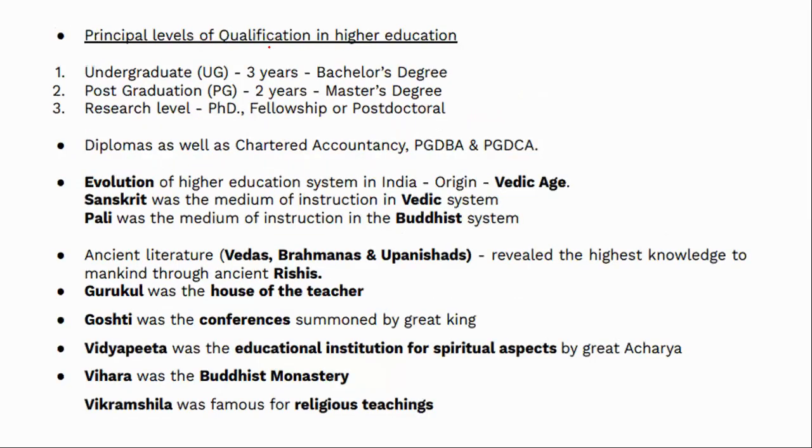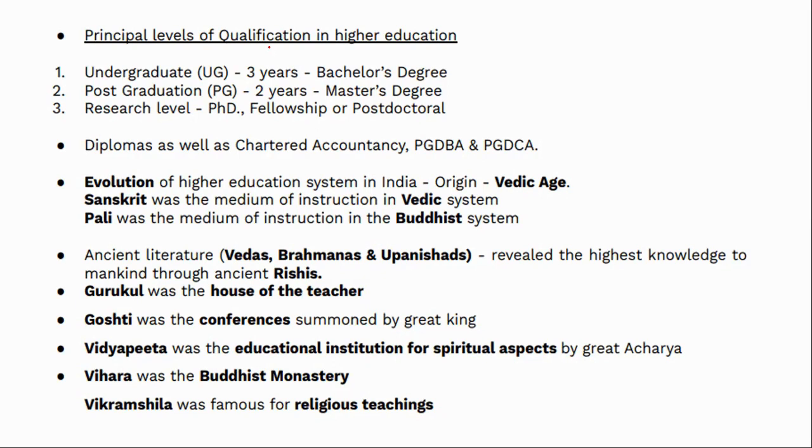Now, the principal levels of qualification in higher education. Undergraduate is 3 years, but as per the new education policy, we should know what the new trend is. Post-graduation is 2 years, that is master's, and at research level we talk about fellowship, that is PhD or postdoctoral. We also have diplomas, as well as professional courses in the form of chartered accountancy, and postgraduate courses in business and administration.